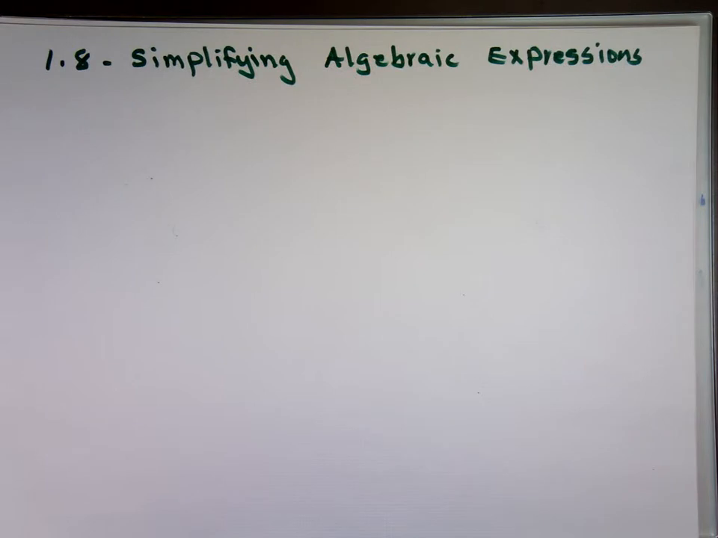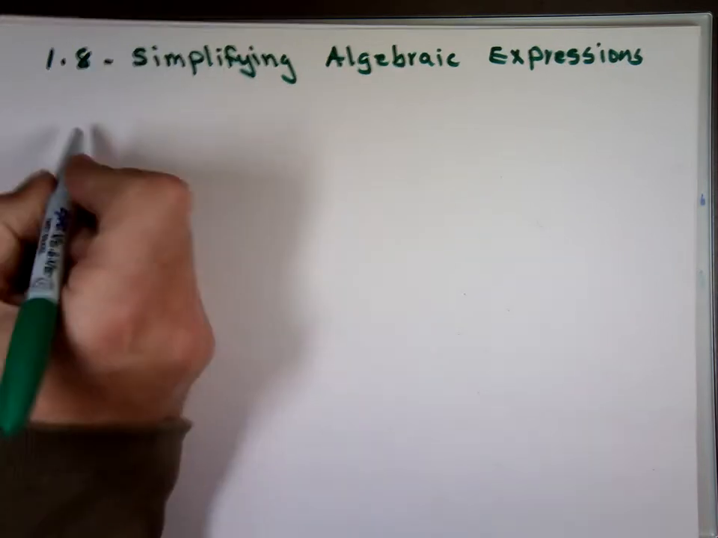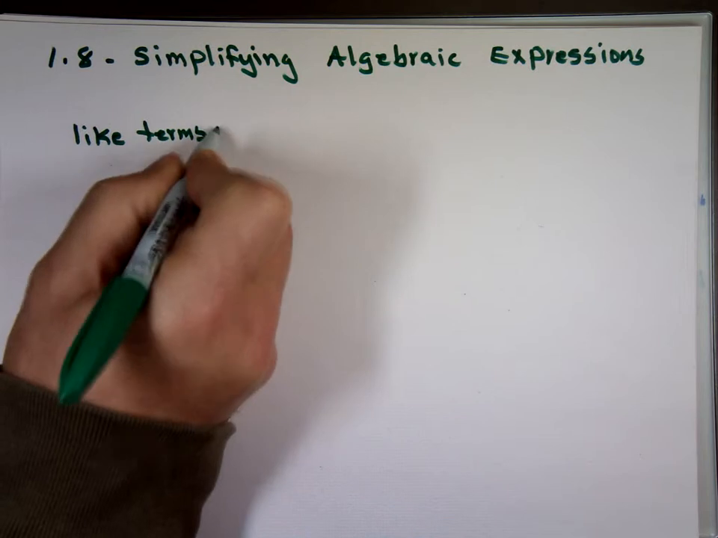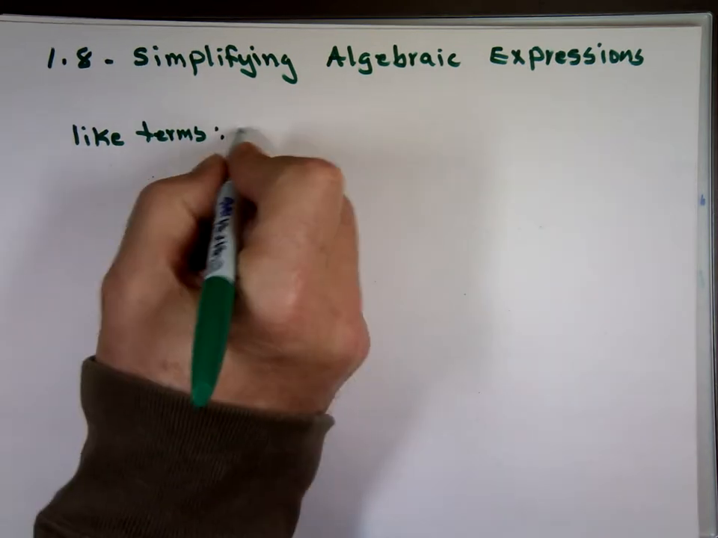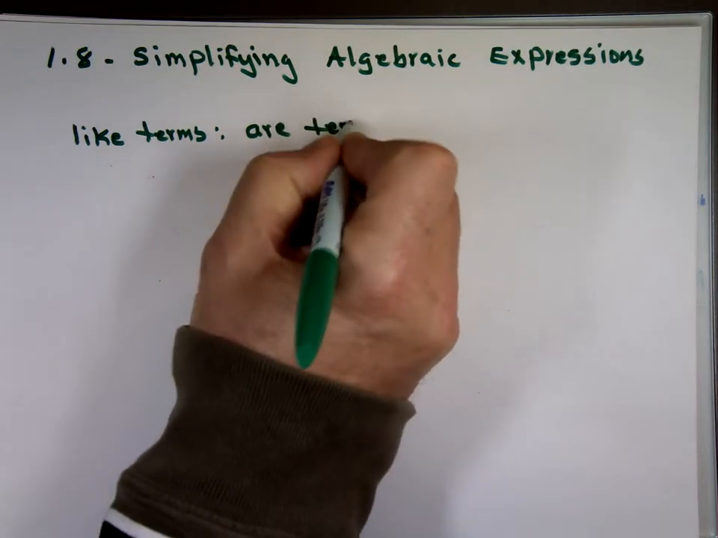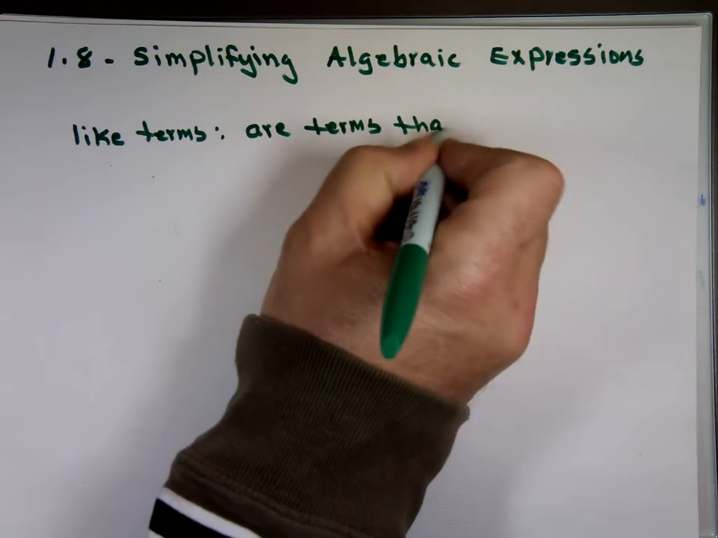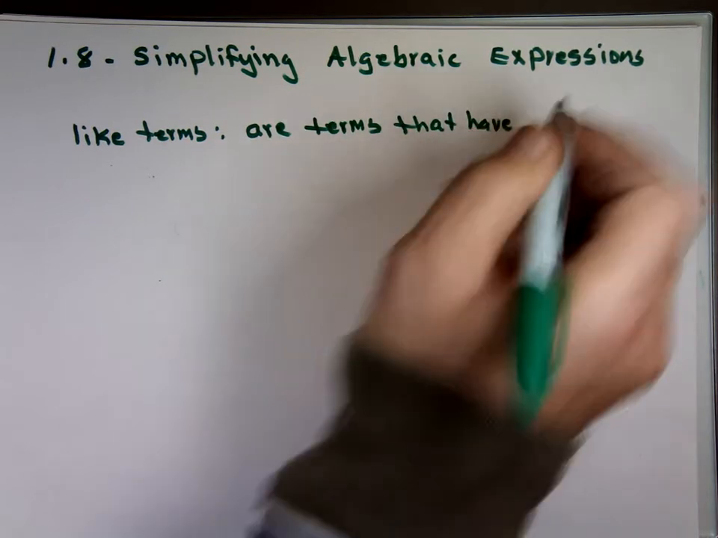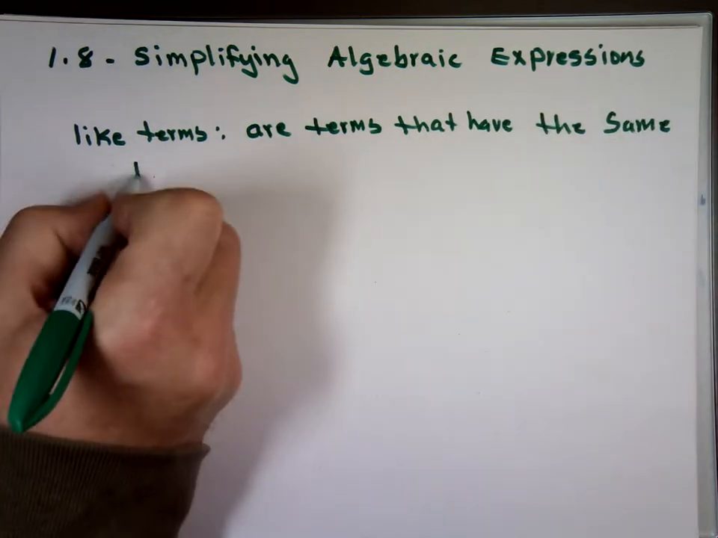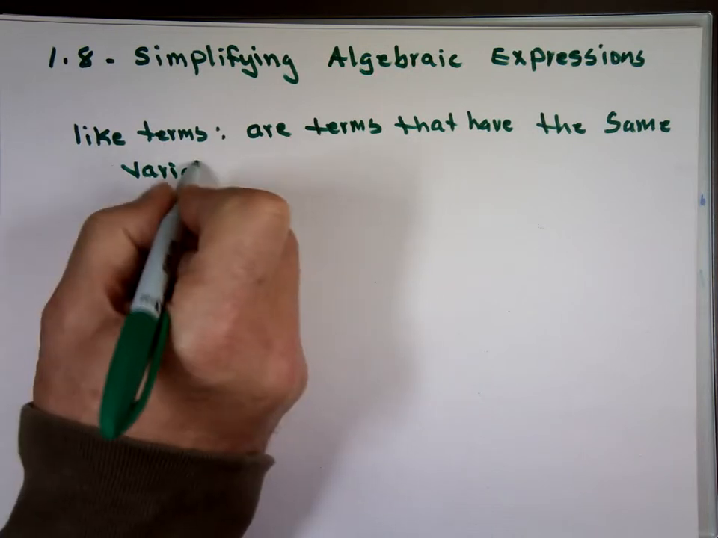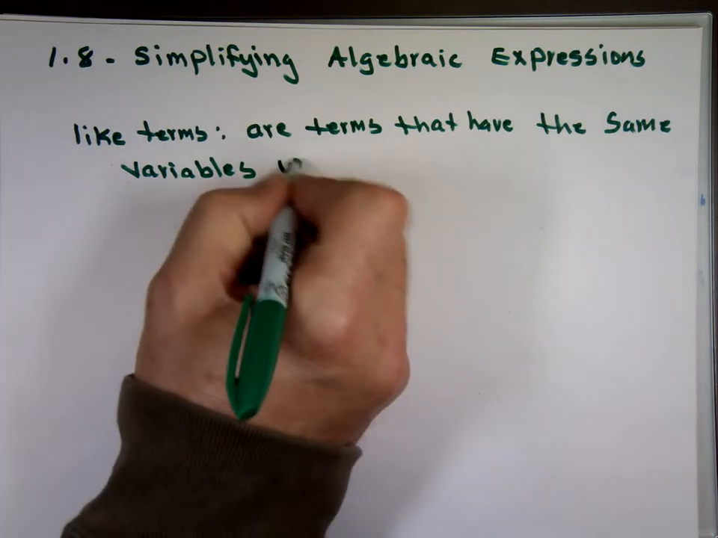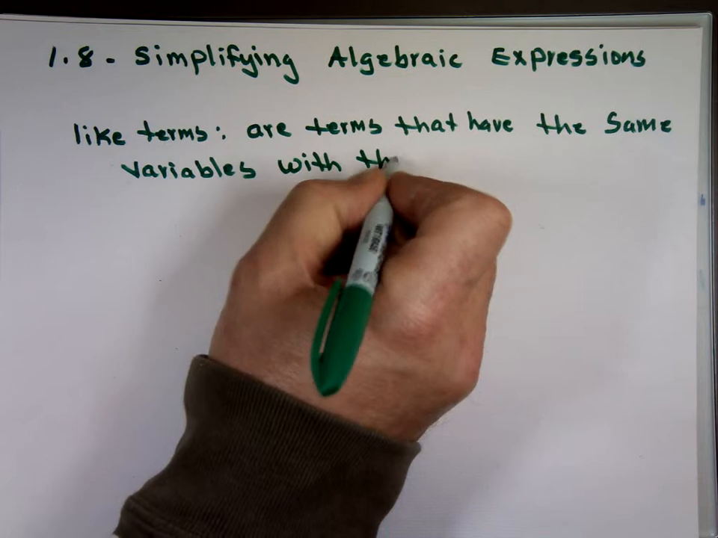Simplifying algebraic expressions, maybe we should talk about what we call like terms and unlike terms. Like terms are terms that have the same variable, but that's not good enough. Variable, or could be variables, could be more than one, with the same exponents. That's the key, with the same exponents.